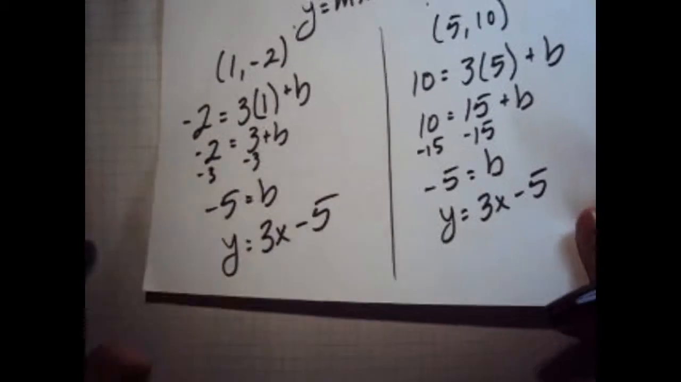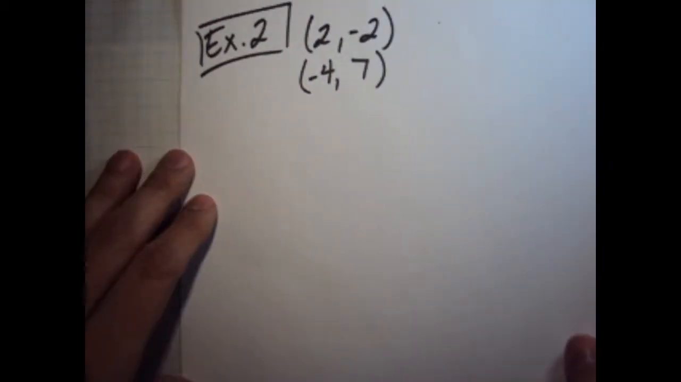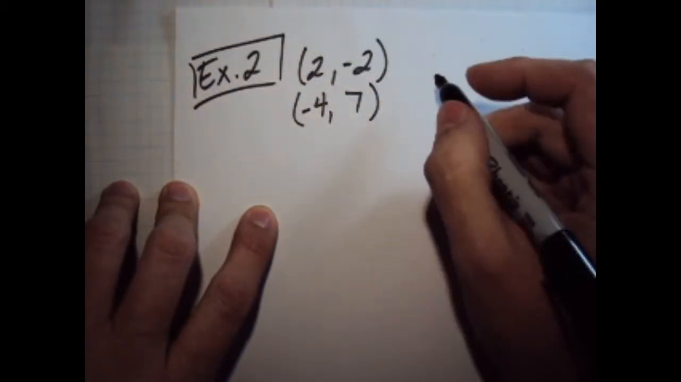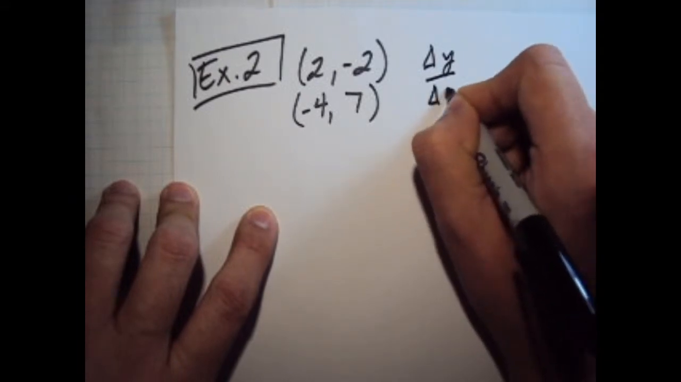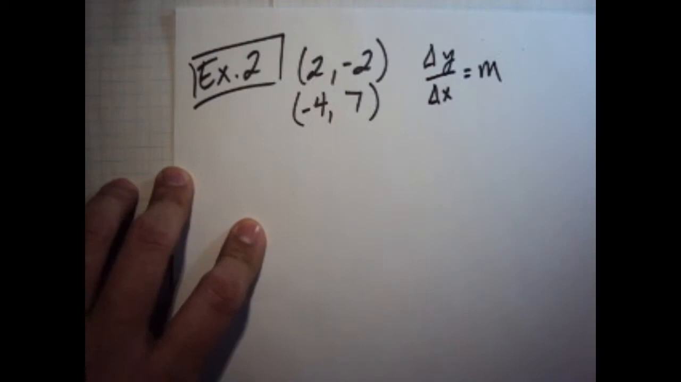Let's look at another example. I'm not going to take as much time on this one, but it's always good to have a couple of examples. Okay, so like I said, this is our x, this is our y. First thing we have to do, change in y over change in x, right? That's our slope. So we have to find that first.